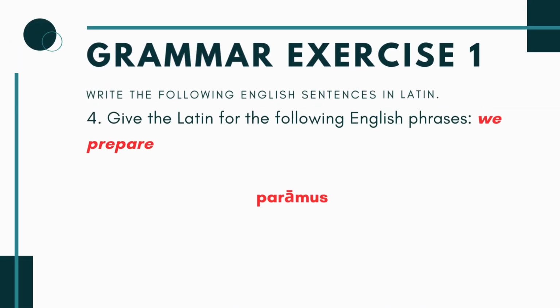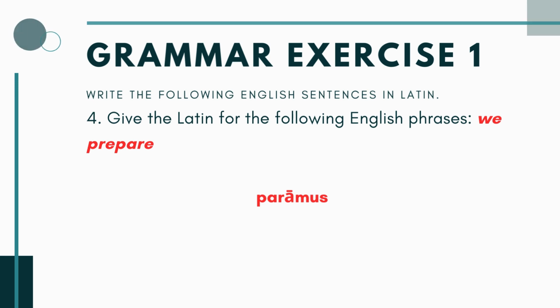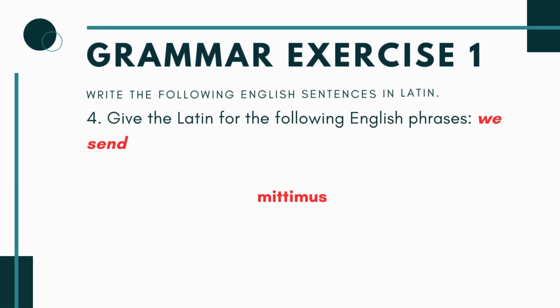Now we're getting into the we's. So we have "we prepare." It's parare, right? Drop the re, add mus, you get paramus, and you're good to go. Nothing crazy there. Next, we have "we send." This is a third conjugation verb. So mitto mittere, right? You have to drop the re off mittere, flip it to an i. So e goes to i. That's why it's mittimus here.